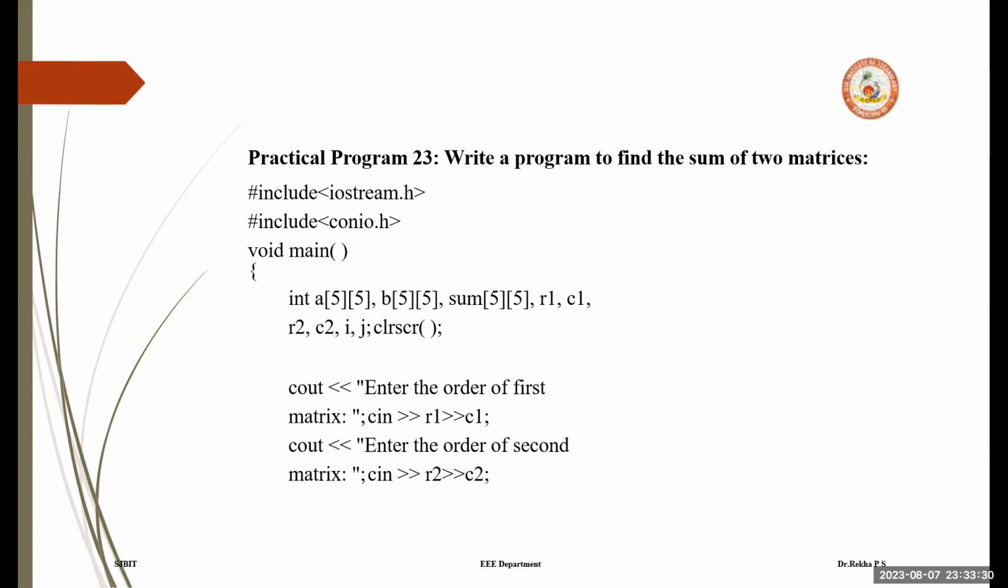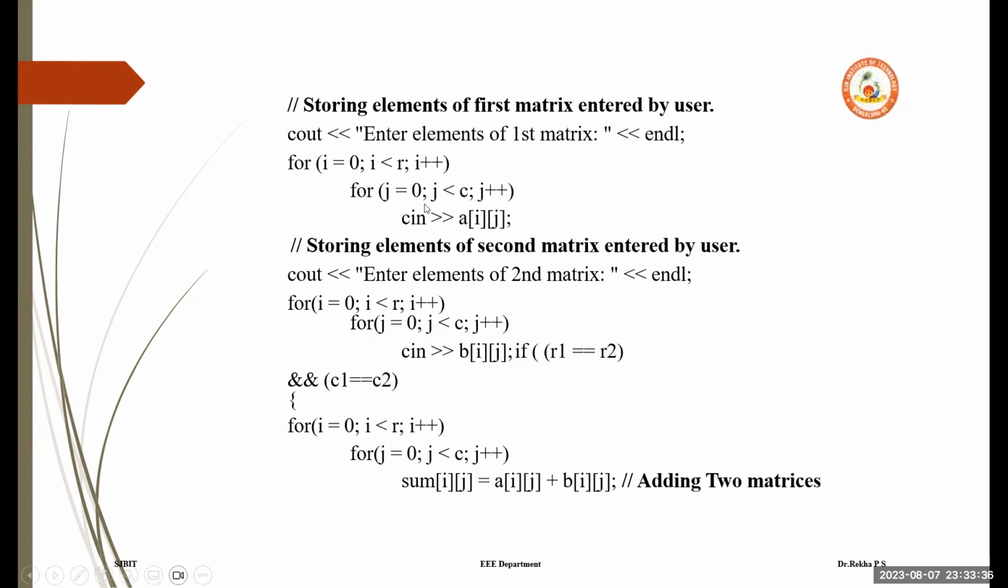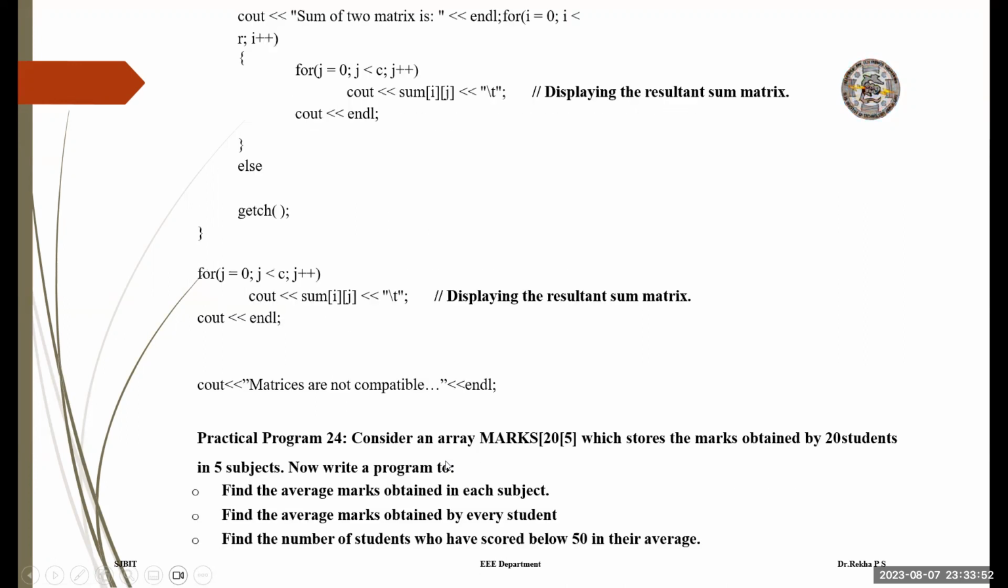Now to write a program to find the sum of two matrices. First enter the order, both the orders, and read the elements. One matrix and second matrix are read. And this is the formula to add two matrices: A[i][j] plus B[i][j] will be equal to sum[i][j]. So display the resultant matrix. This is how you can display the resultant matrix.